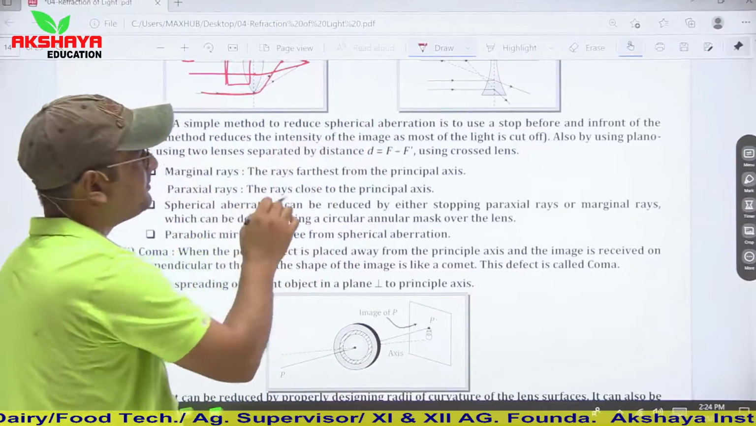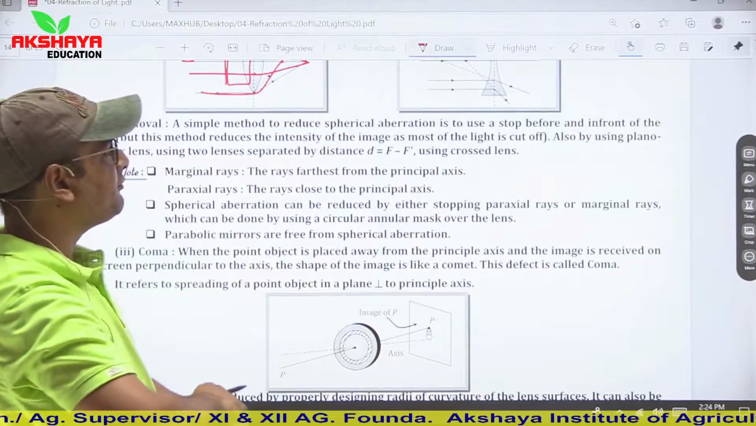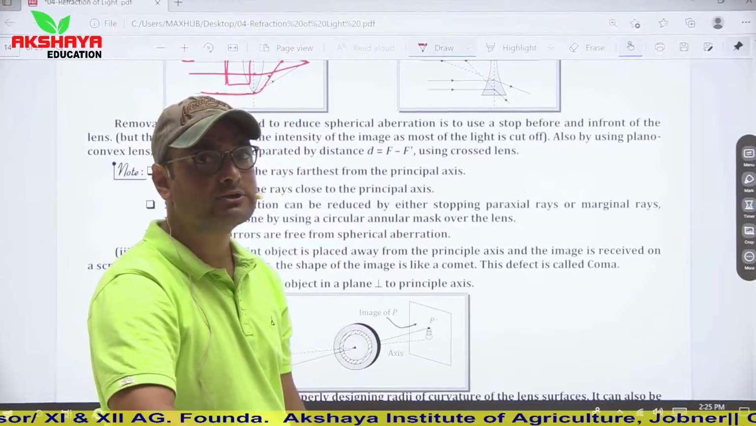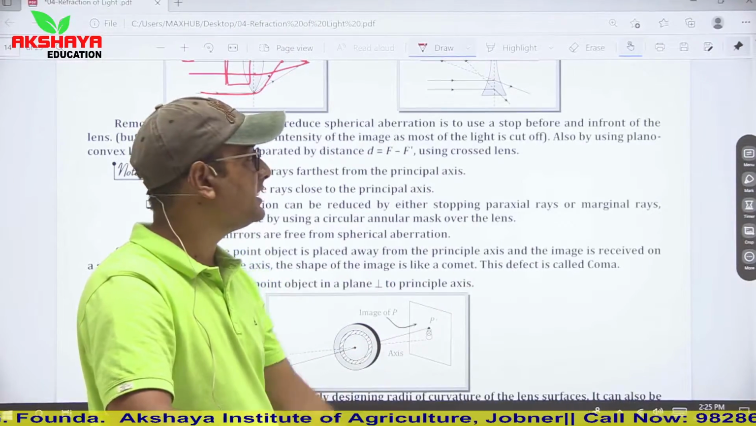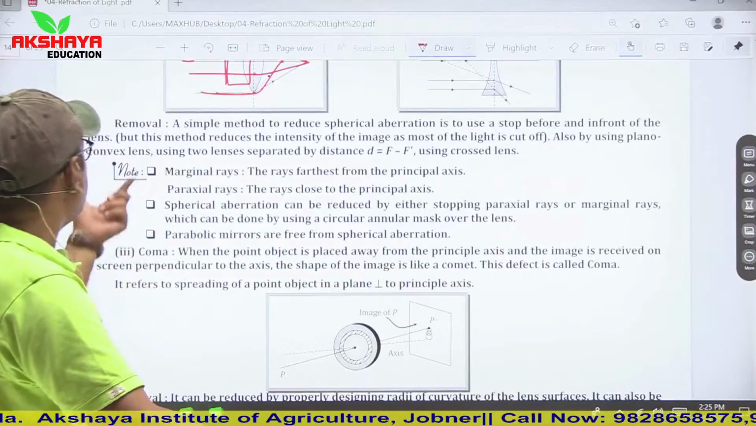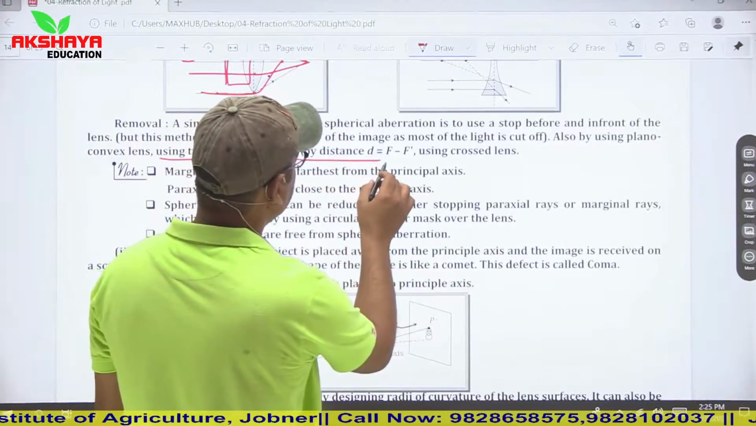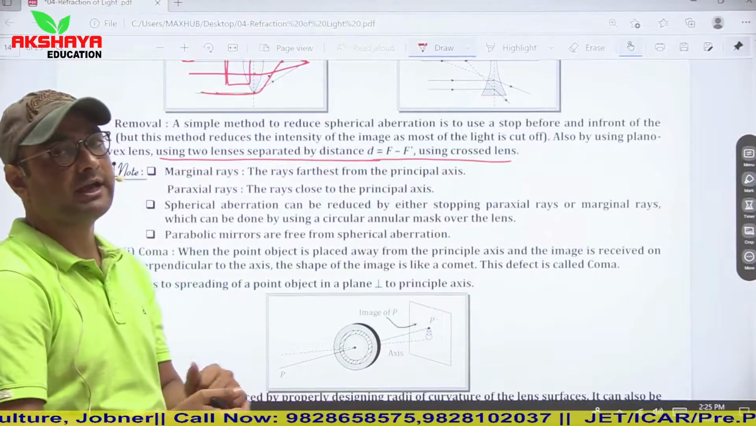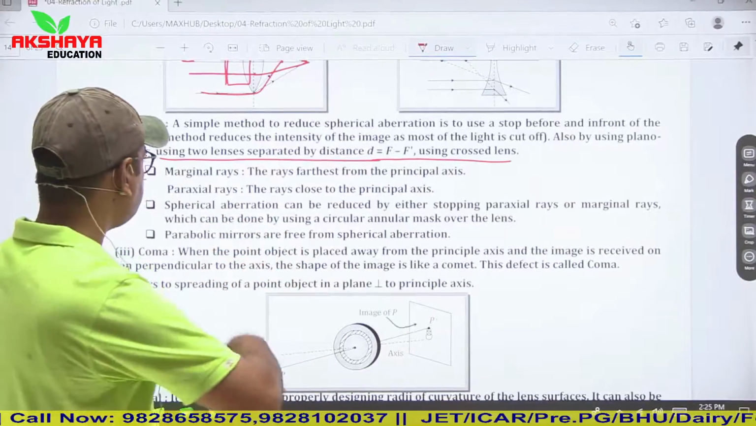So what is the concept? We use stoppers, but this method reduces the intensity of image as most of the light is cut off. So definitely it will reduce the intensity because most of the light is blocked. It is not passing through the lens. Also, by using plano-convex lens, so using two lenses separately by distance f minus f dash using crossed lens, we can remove this spherical aberration.